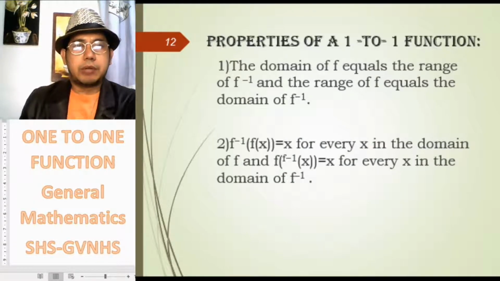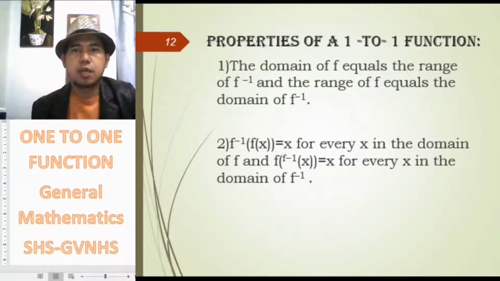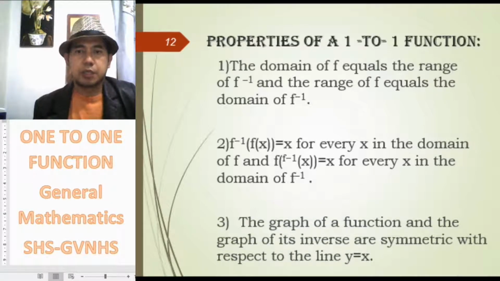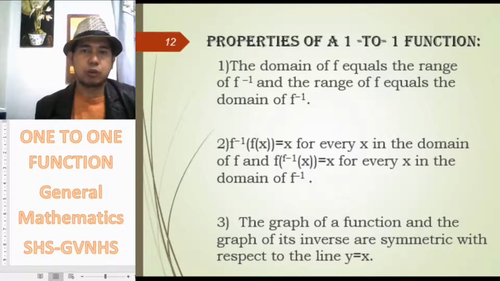Another one is that the composite of the inverse function of f of x equals x for every x in the domain. The number 3 property is that the graph of a function and the graph of its inverse are symmetric with respect to the line y equals x. So again, the graph of a function and the graph of its inverse are symmetric with respect to the line y equals x.